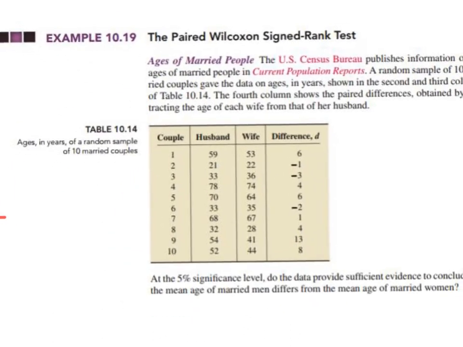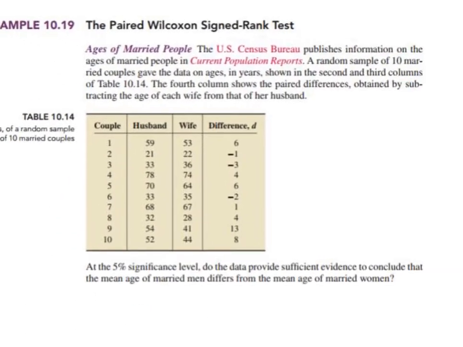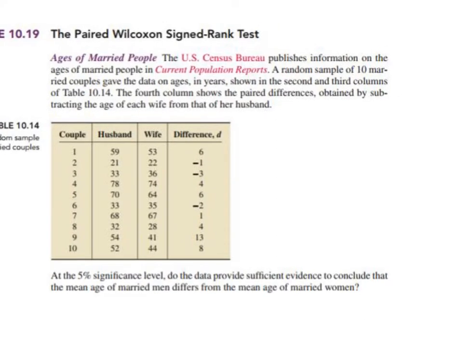This one is the age of marriage. This one is the husband's age when he got married with his wife, and the wife is 53, and the age difference was 6. The second couple: the husband was 21 and the wife was 22. The age difference was -1.